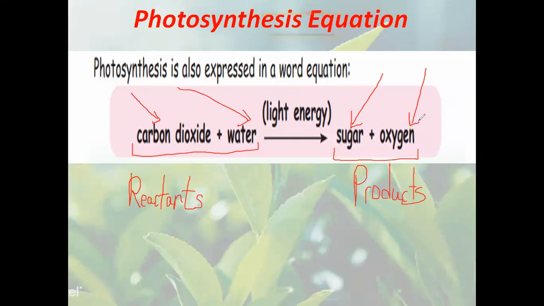Sugar is going to be stored in the form of starch, but pay attention. We have an important element here, the light energy. We have to write it. Maybe I'm going to ask you, write the word equation of photosynthesis. You have to write carbon dioxide plus water, the arrow gives sugar plus oxygen. So here the light should be written. You have to write light energy over the arrow because light energy is important. Without light energy, the process of photosynthesis will not occur.